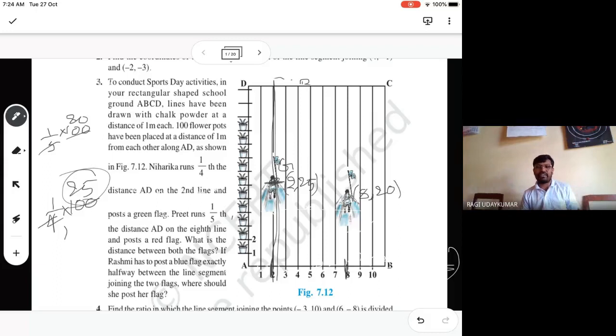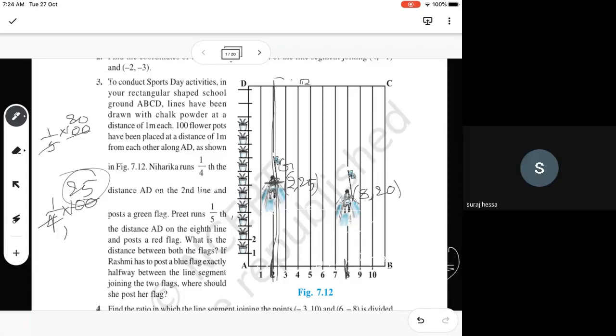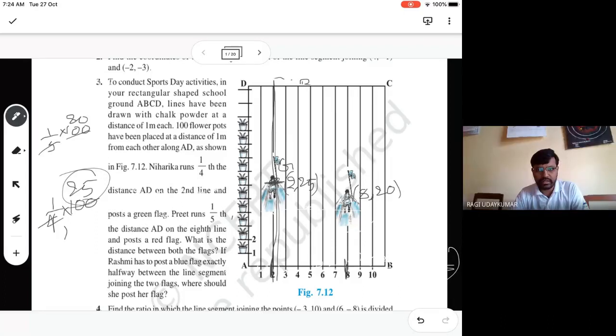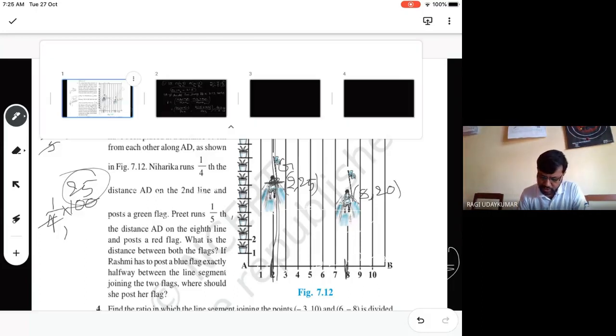So exactly halfway is nothing but midpoint. Yes, any one of you please give the reply. Is it audible or not? Yes, sir, it is audible. Yes. So if it is audible, then at least please give the reply. Any one of you when I ask. Exactly halfway is nothing but midpoint. So now let us see the solution of this question here.